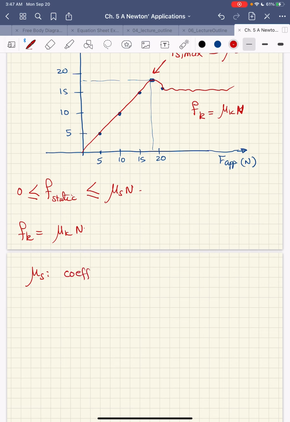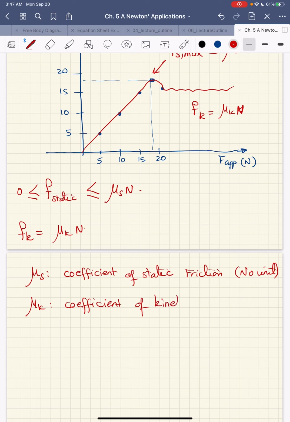Now we call mu s the coefficient of static friction. It has no unit, and mu k the coefficient of kinetic friction, again, no unit.